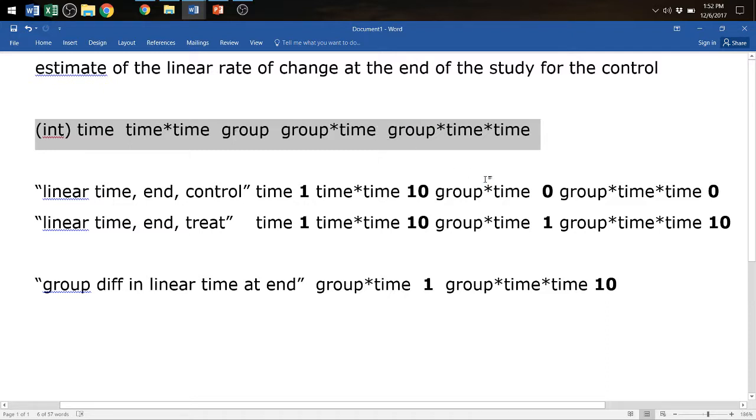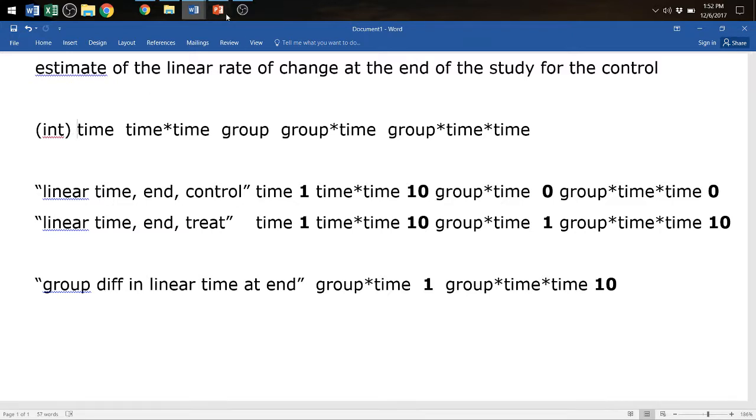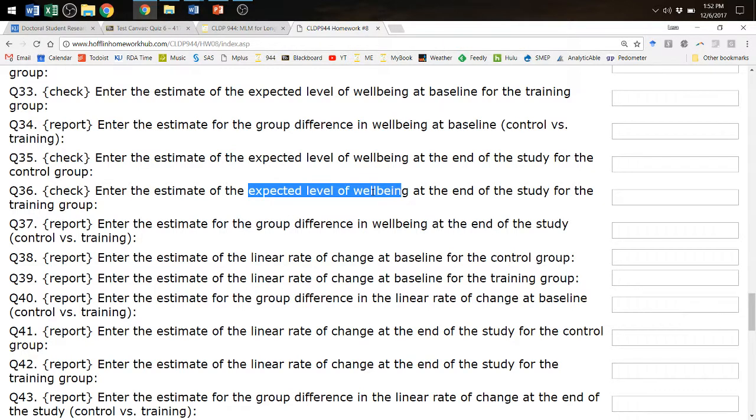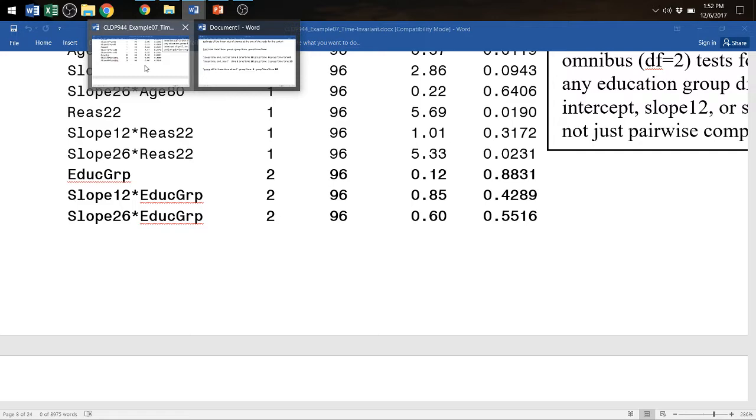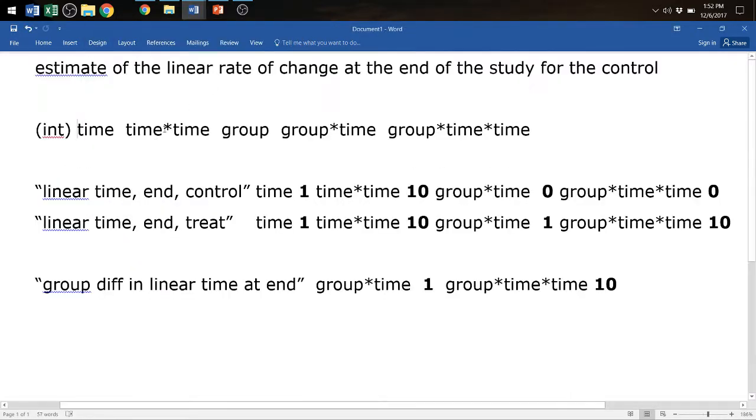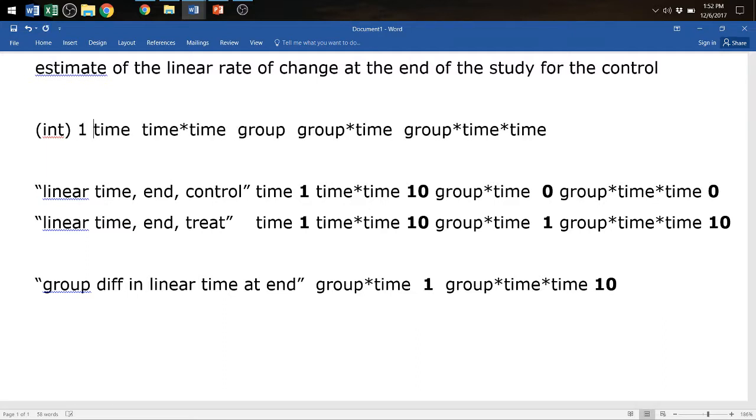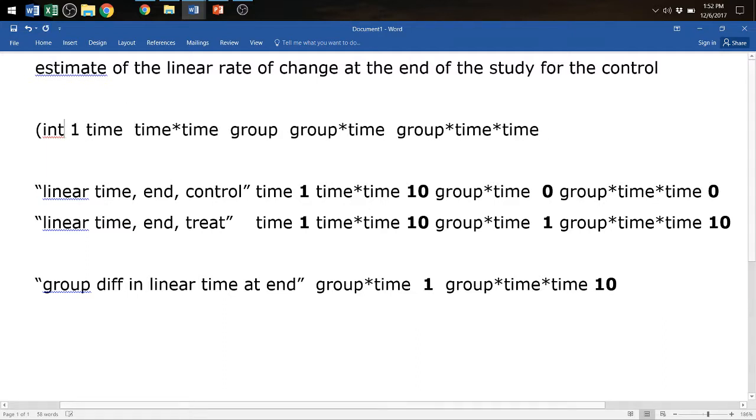Everything! Because everything predicts the intercept, including the intercept. So any statement that asks about predicted well-being, let's do that one. What was it again? Well-being at the end for training. The thing I'm trying to estimate is the intercept, right? That gets my 1. And yes, I believe you can abbreviate int if you want.